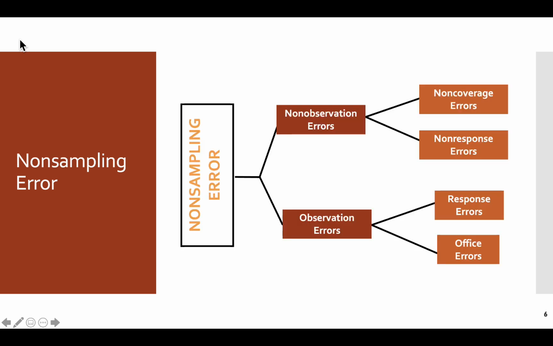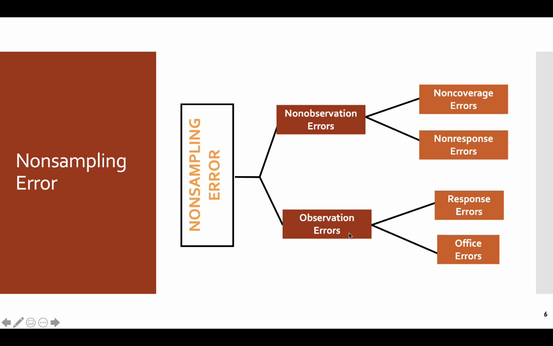So here's an example of non-sampling error. You have the non-observation errors. Those are all the people you didn't sample, and errors from the population. The non-observation could be non-coverage errors, so maybe you didn't get enough people in a certain category, or non-response errors, meaning you sent out your sample and some people did not respond. This could also be that maybe they only responded to a portion of your questions.